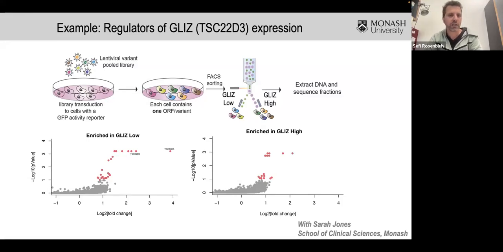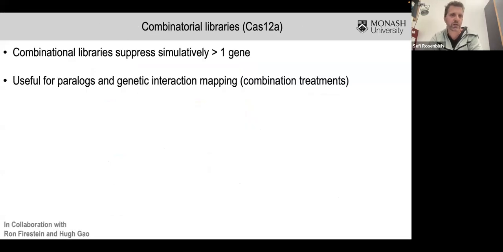A newer technology that we have just now started to apply is combinatorial screens. Combinatorial screens mean libraries that don't only suppress one gene, but simultaneously suppress more than one gene, typically two genes, but it could be even more than that. The reason that this is very useful is, number one, looking at paralogs.